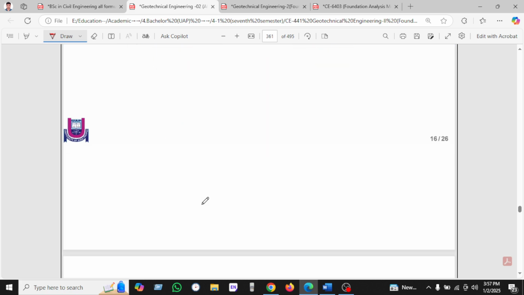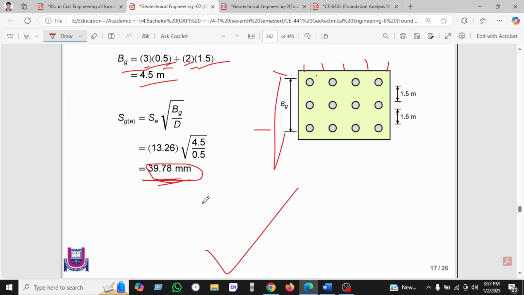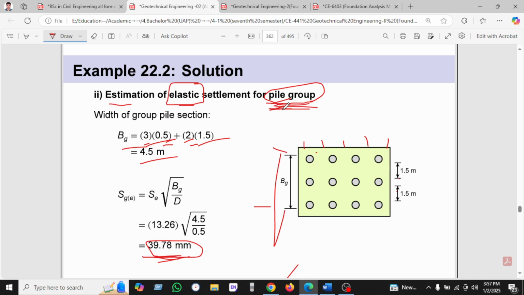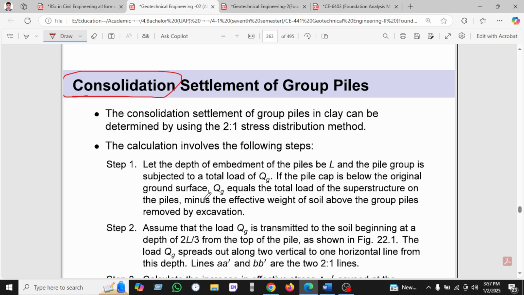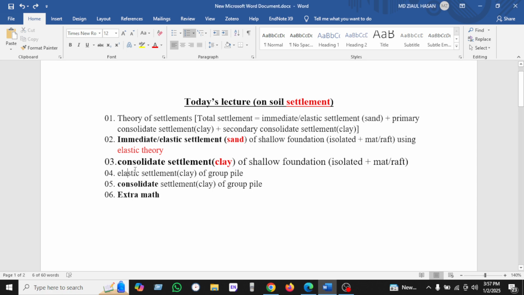So you can ask me which one we'll use. We'll use the pile group settlement, as we want to stay in the safe zone. So this is the elastic settlement of the group pile. Now we'll see the consolidation settlement of the group pile.